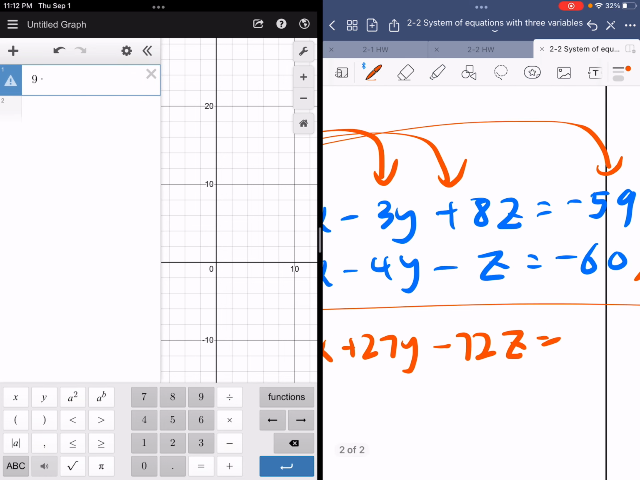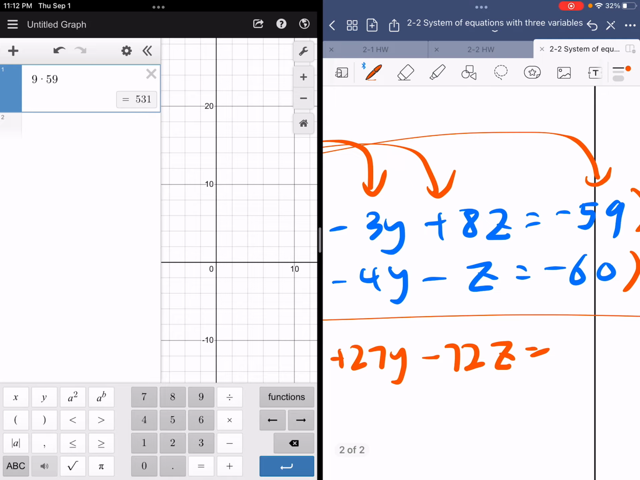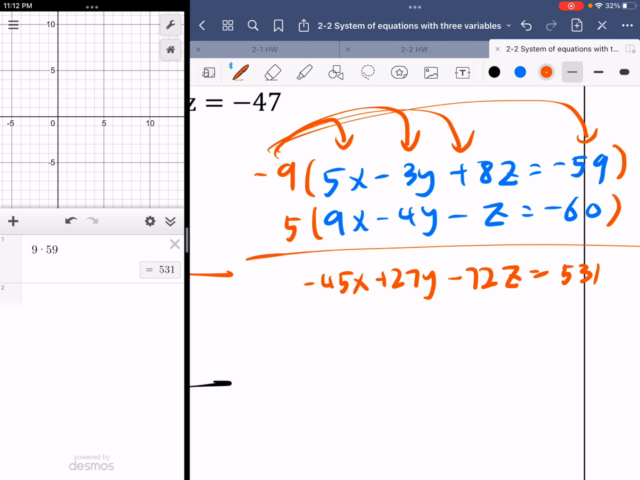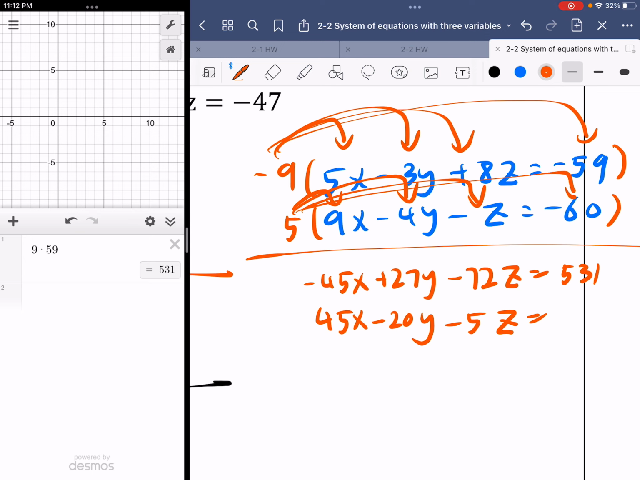9 times 59 is 531. Again, it's gonna be positive because negative times negative becomes positive, okay? And here, 5 times 9 will give you positive 45x. 5 times negative 4 will give you negative 20y. 5 times negative z will give you negative 5z. And 5 times negative 60 will give you negative 300. It's very easy, just easy like this. And these two will disappear.